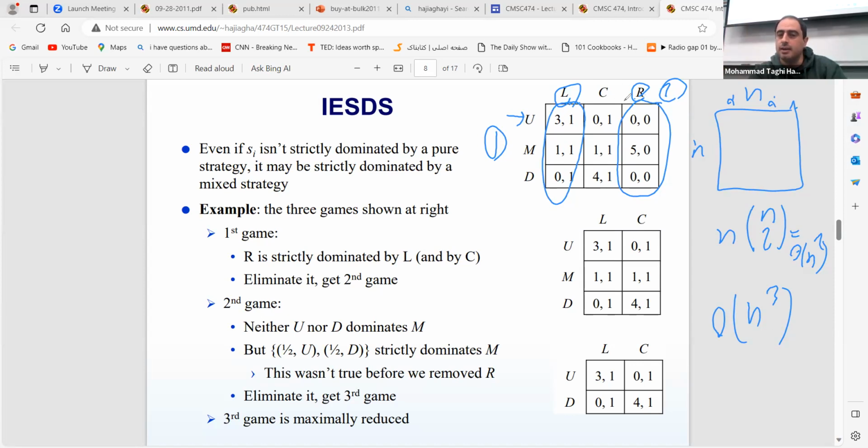You will see that if the first player is doing U, then you get 3 versus 0. If it is M, then it is 1 versus... sorry, this is for the first player. To see this one, let me change the color. So if the first player is doing U, the second player gets 1 in L and 0 in R. If the first player is doing M, you get 1 versus 0. And if it's doing D, again 1 versus 0. So in all cases, R is a loser strategy, and it is strictly dominated by L. So it means that we can remove R.